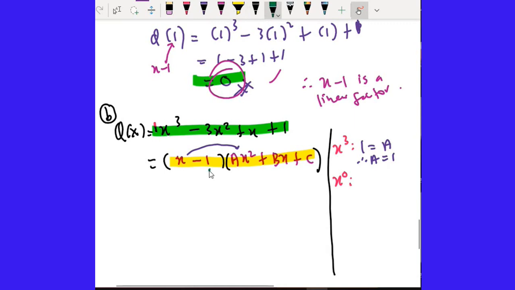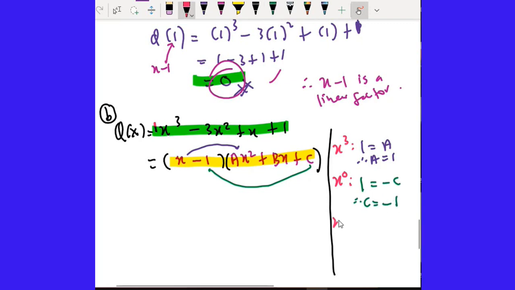And then the constant. This one, the last one of the first bracket times the last one of the second bracket. On the left hand side, 1. On the right hand side, negative C. Therefore, C is equal to negative 1.